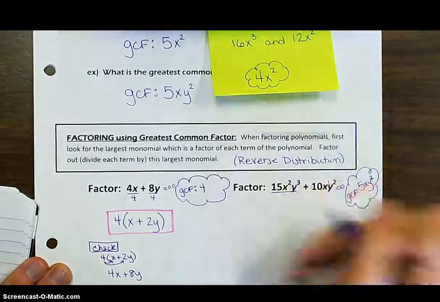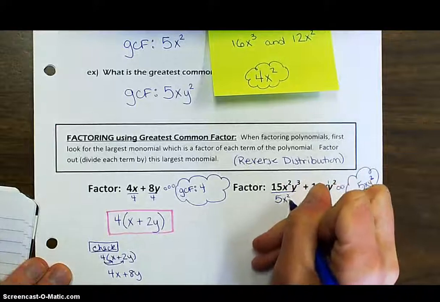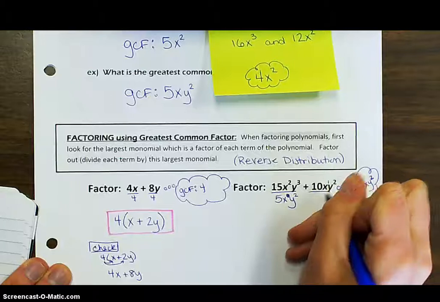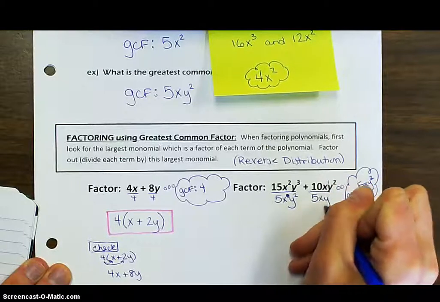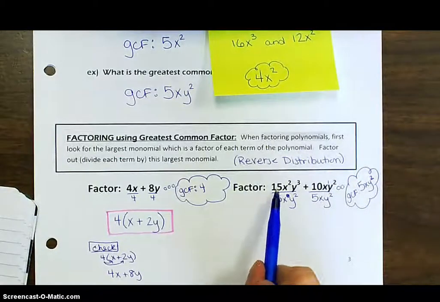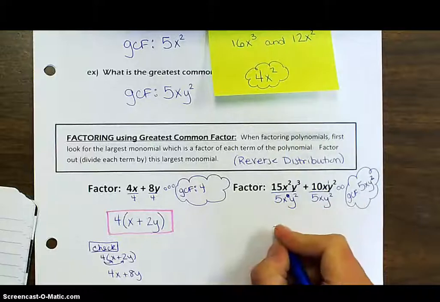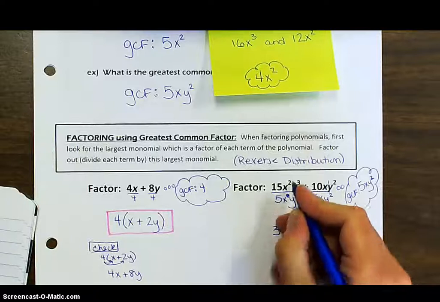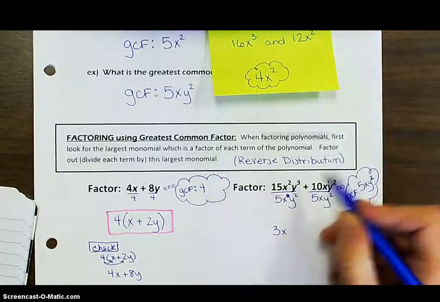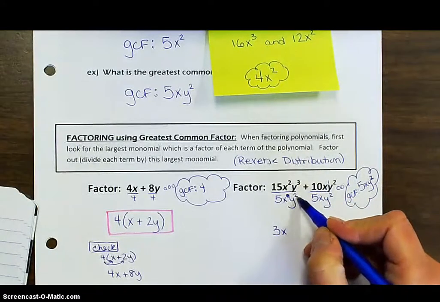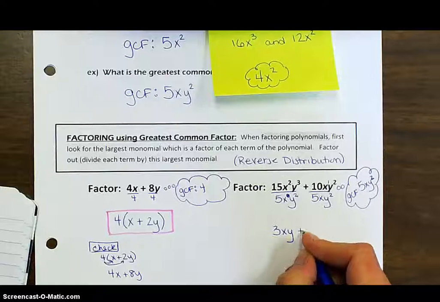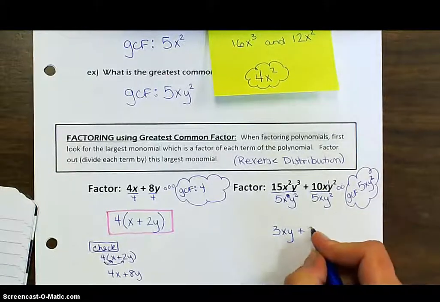So now I'm going to divide it out. Divide 5x squared, x to the first power, y squared, by 5x y squared. Let's go ahead and divide it out. 15 divided by 5 is 3. X squared divided by x, remember you subtract the exponents, 2 minus 1 is 1, so x. Y to the third divided by y squared, subtract the exponents, 3 minus 2 is 1, so we get y to the 1. Then plus 10 divided by 5 is 2.